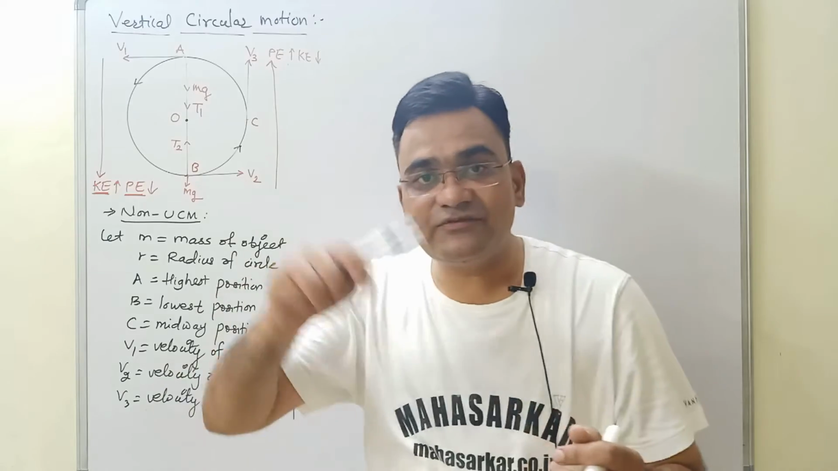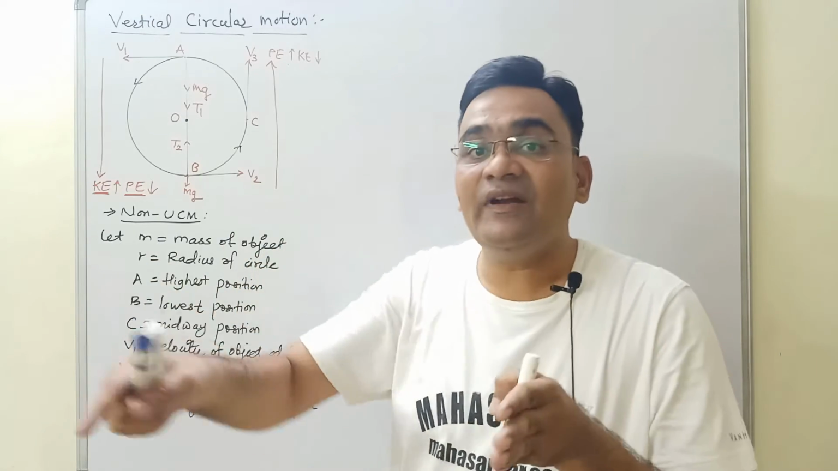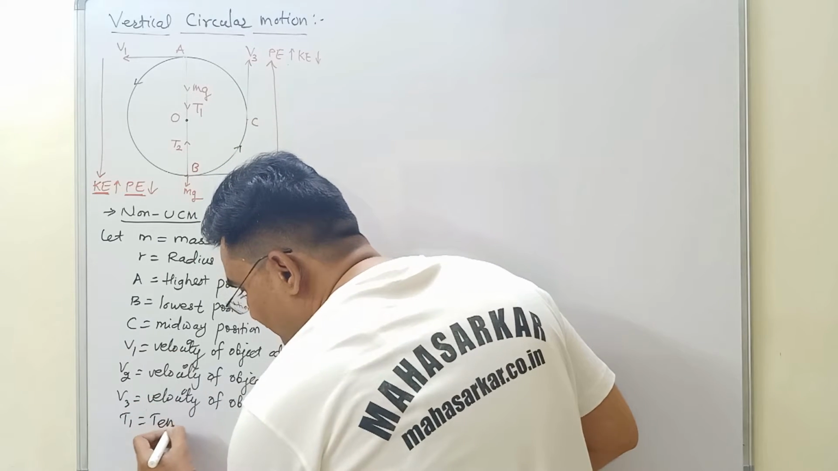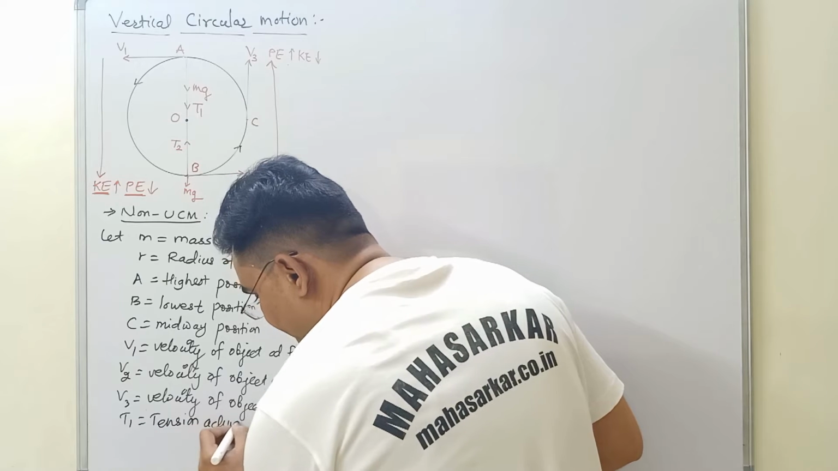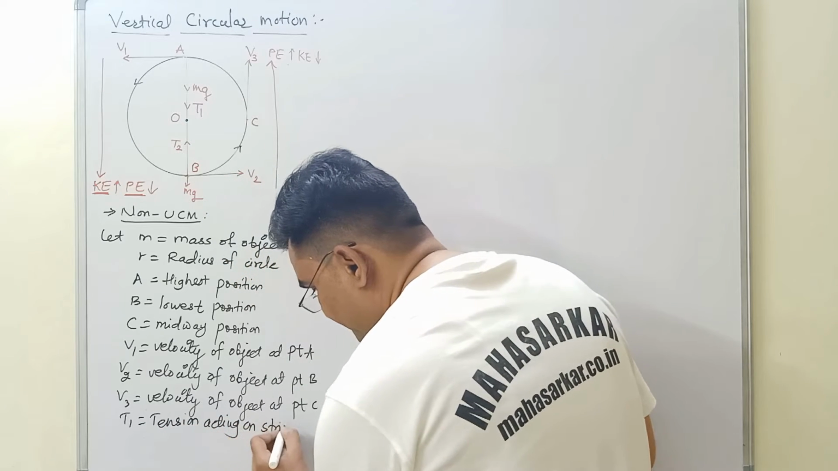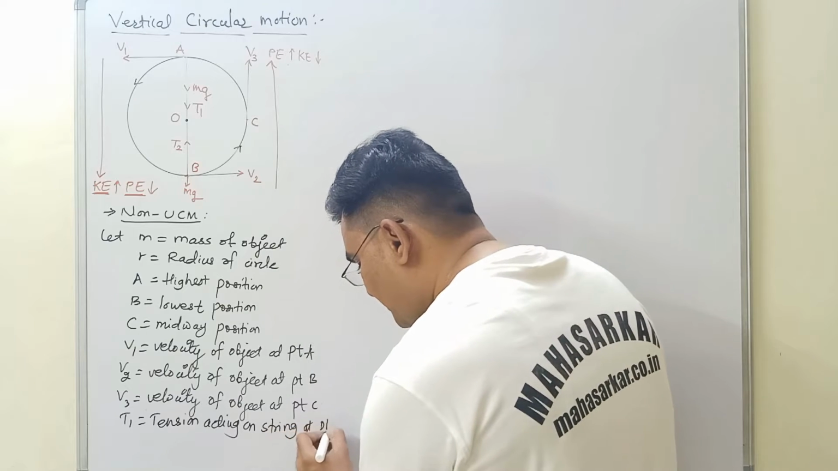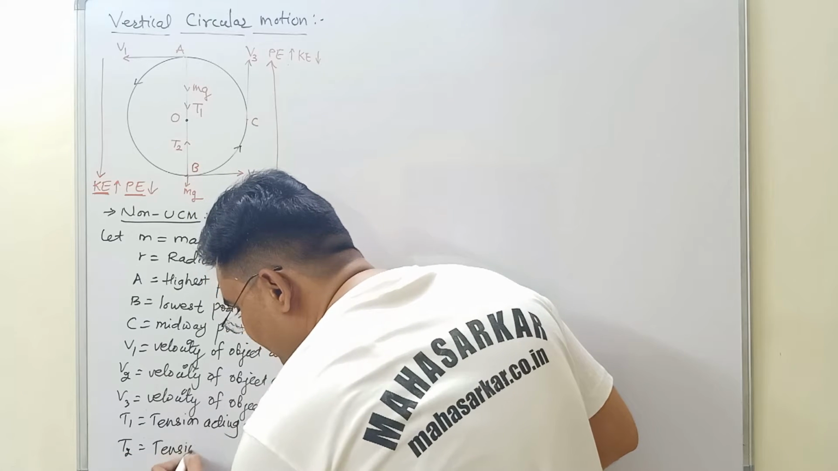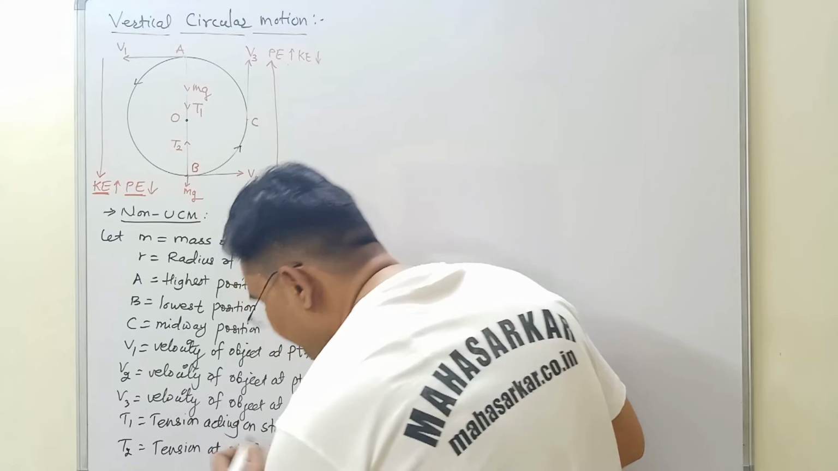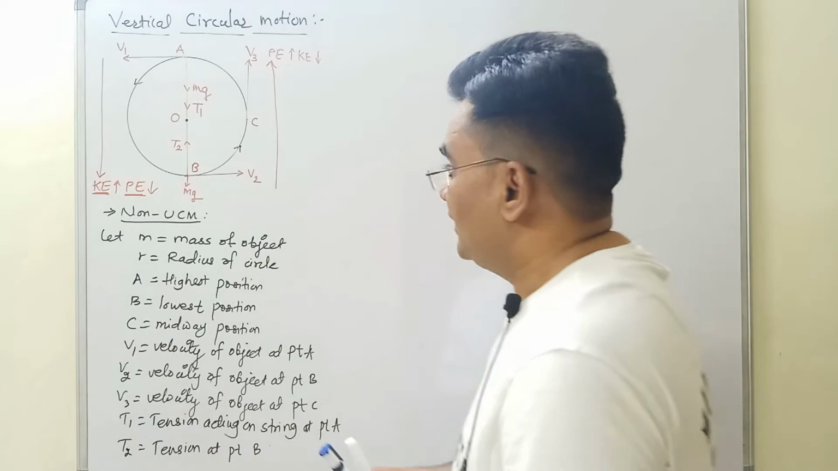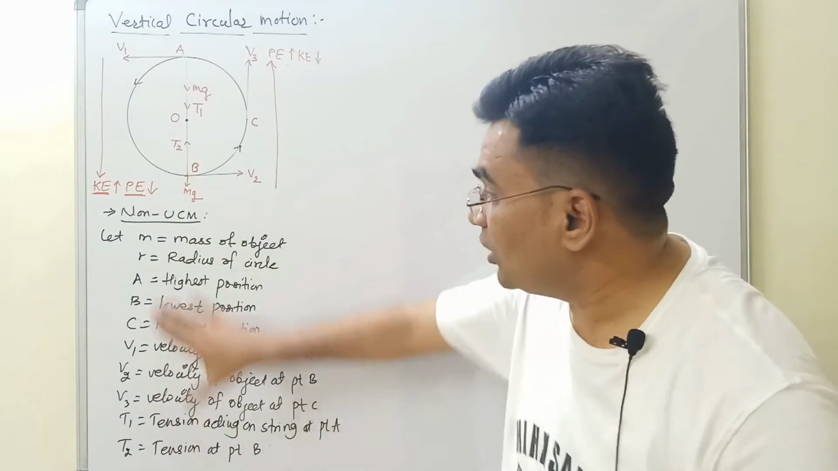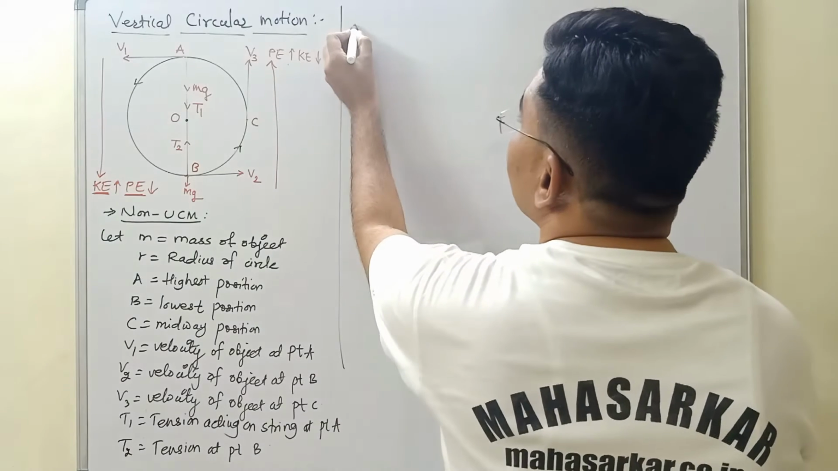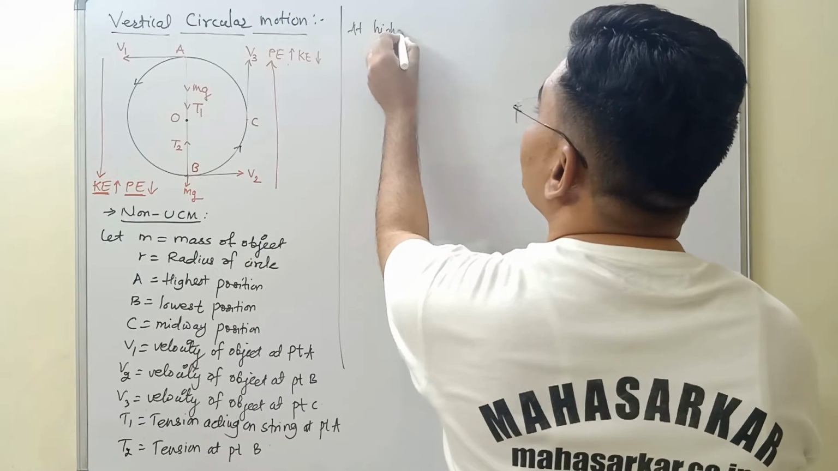Now when we consider that the string is providing centripetal force, then tension is acting on that string. So let T1 be the tension acting on the string at point A, and say T2 be the tension acting on the string at point B. We will discuss T3 in a later case. Now, when we discuss such conditions, all these parameters you have to keep in mind. So now discuss all the positions separately. First let's discuss the highest position.